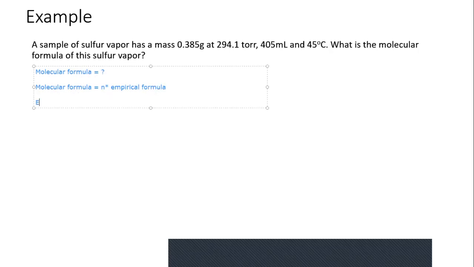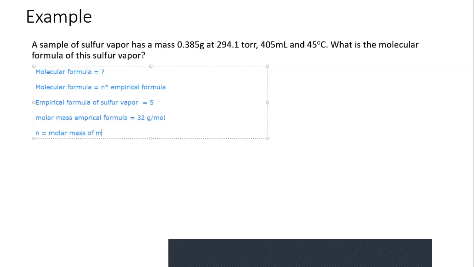So what is the empirical formula of sulfur vapor? It's just S. And so we know the molar mass of the empirical formula equals 32 grams per mole. Now to find the molecular formula, we've got to know what n is, and n is the molar mass of the molecular formula divided by the molar mass of the empirical formula. So what we need to know is the molar mass of the molecular formula. We're going to use the ideal gas equation to determine that.